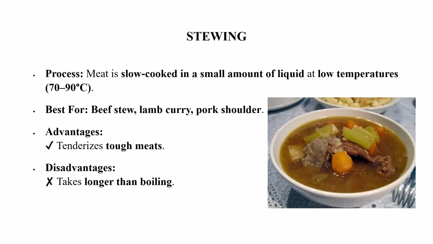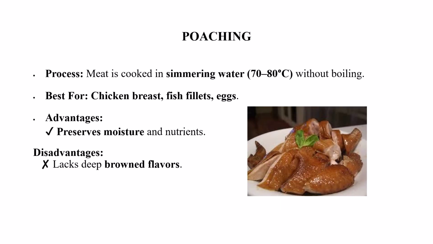Stewing uses a small amount of liquid at low temperatures, about 70 to 90 degrees Celsius, and works well for tough cuts like beef stew and lamb curry. Takes time but results in tender and flavorful meat. The disadvantage is it takes longer than boiling. Poaching. Meat is cooked in simmering water without boiling. Best for delicate meats like chicken breasts and fish. Preserves moisture but lacks deep caramelized flavors.